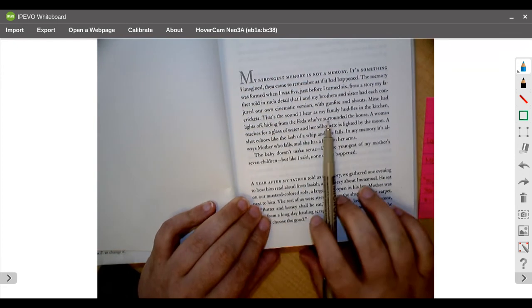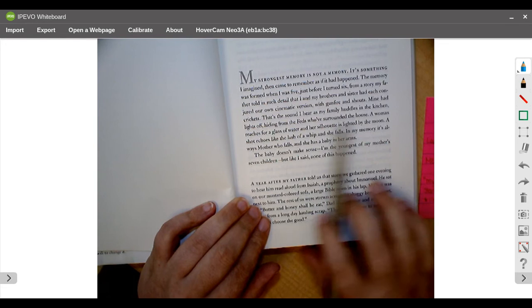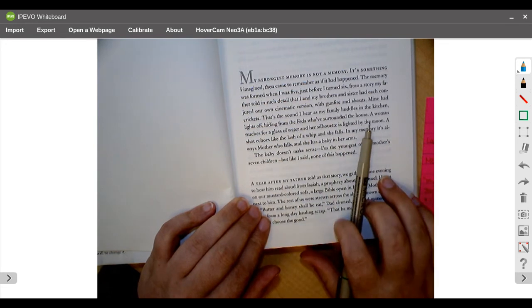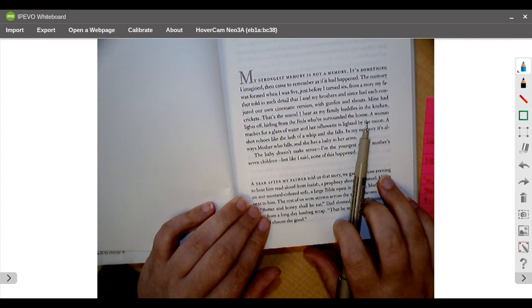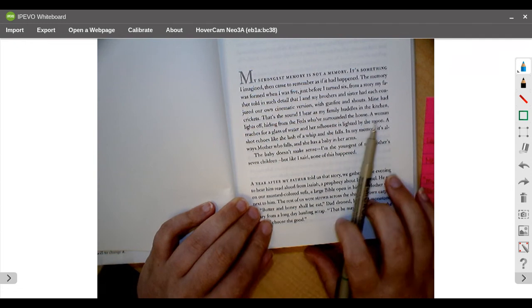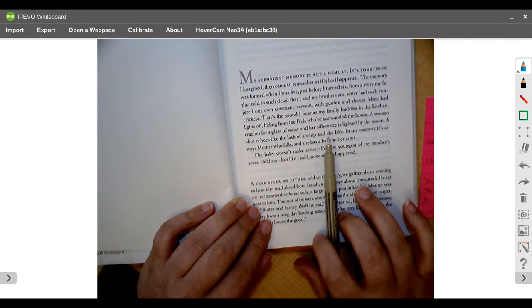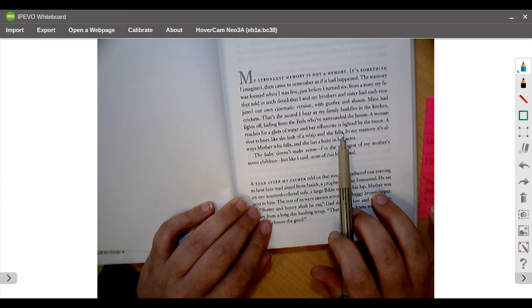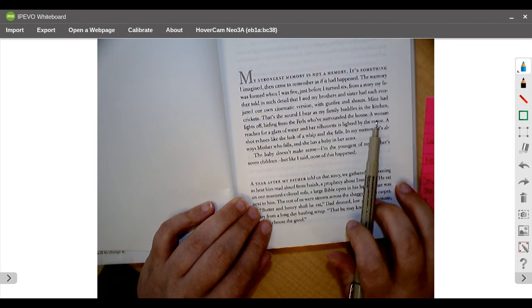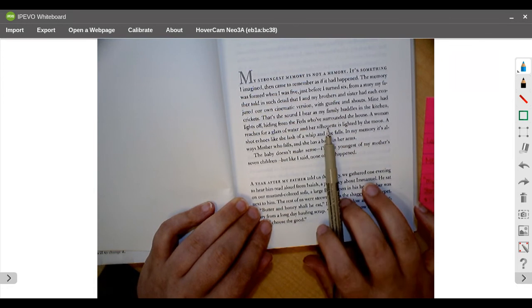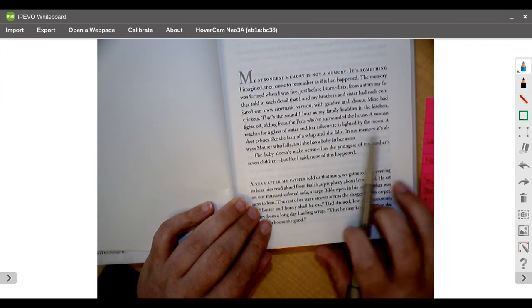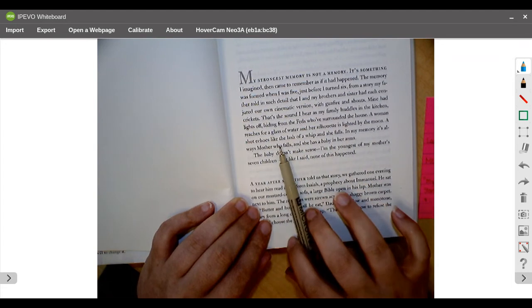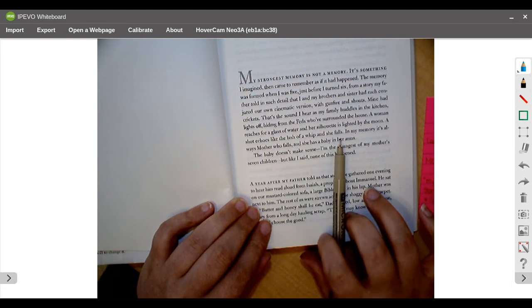That's the sound I hear as my family huddles in the kitchen, lights off, hiding from the feds who surrounded the house. This is very matter-of-fact language. Doesn't seem to be particularly emotional. A woman reaches for a glass of water, and her silhouette is lighted by the moon. Then we have that kind of figurative language that seems to be almost like an observation. A shot echoes like a lash of a whip, and she falls.